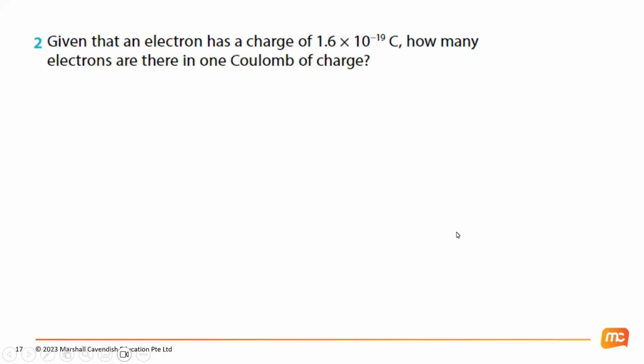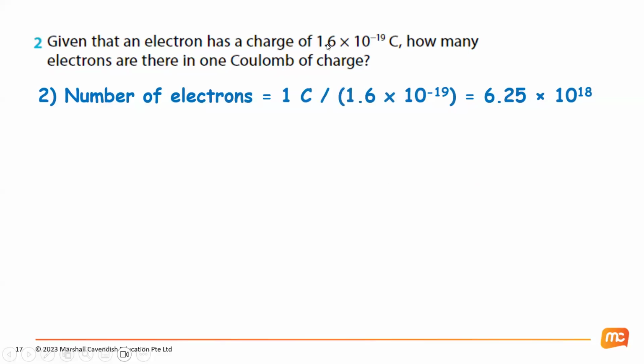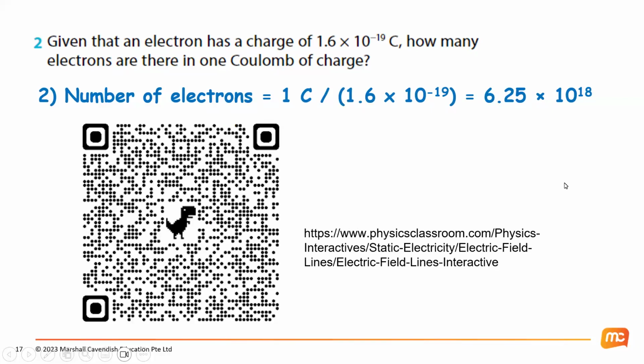Next one, given that an electron has a charge of 1.6 times 10 to the power minus 19 coulomb, how many electrons are there in 1 coulomb of charge? Okay, so 1 electron has this amount of charge. So 1 coulomb of charge will be how much? The answer is just 1 coulomb divided by 1.6 times 10 to the power minus 19. So in 1 coulomb of charge, there's actually this quantity, 6.25 times 10 to the power 18 electrons. Okay, but you don't need to memorize this.